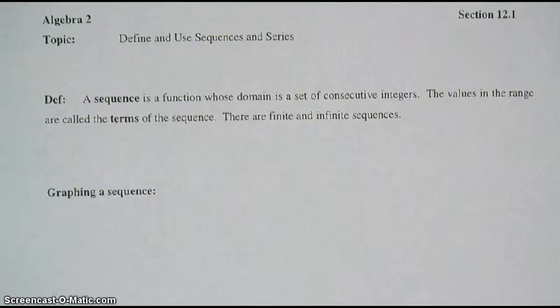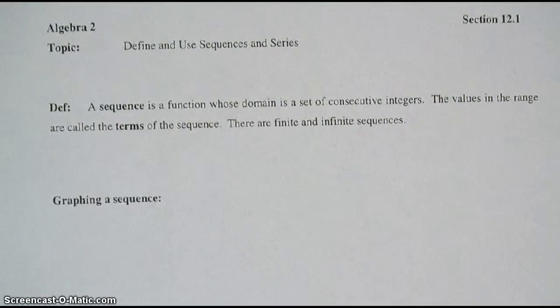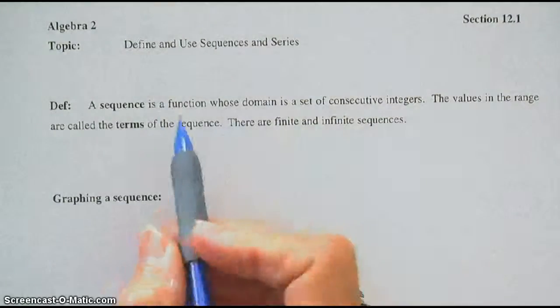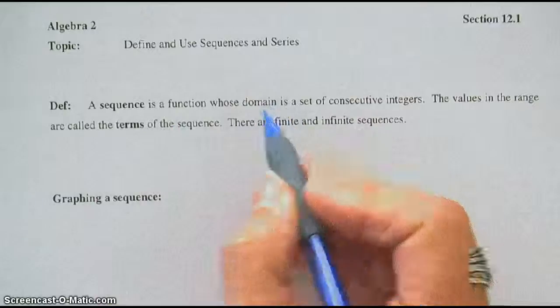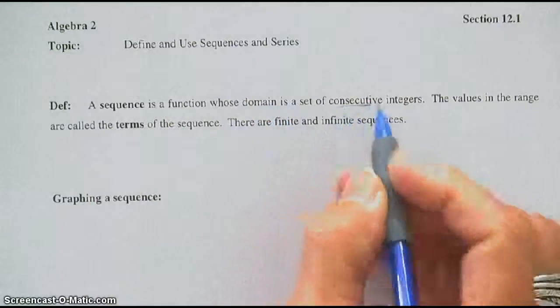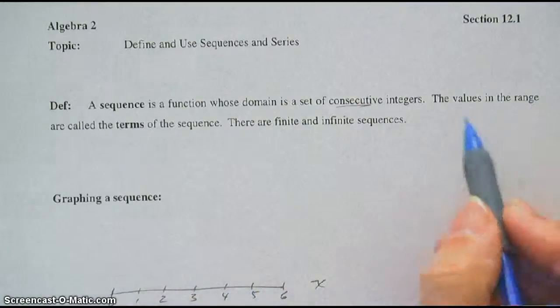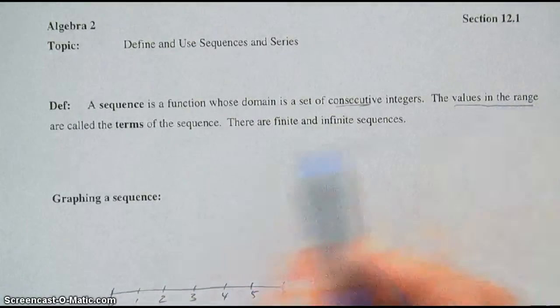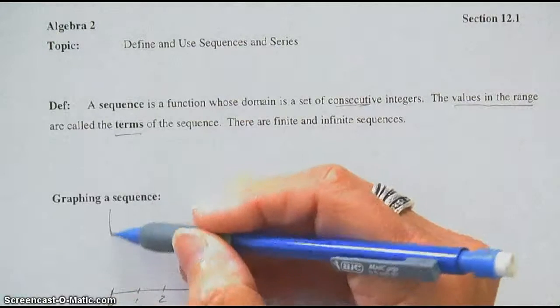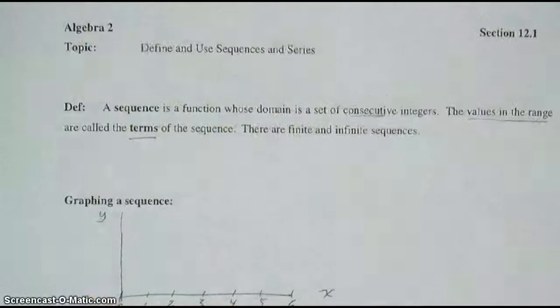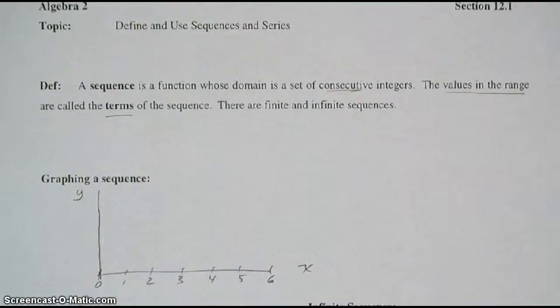Today we're going to start our discussion on sequences and series. So again, I'm going to have a couple definitions. A definition of a sequence is a function whose domain is a set of consecutive integers. So that's going to give us our x-axis. Our x-axis is going to be 0, 1, 2, 3, 4, 5, and 6. The values in the range are called the terms of the sequence. So that's going to be our y values, which remember are the range.